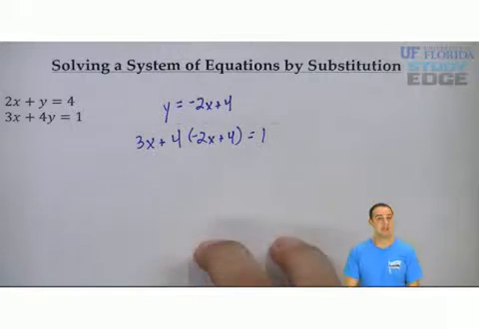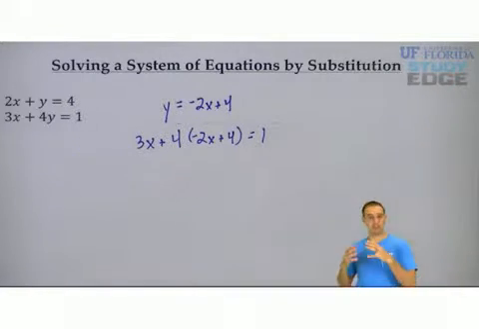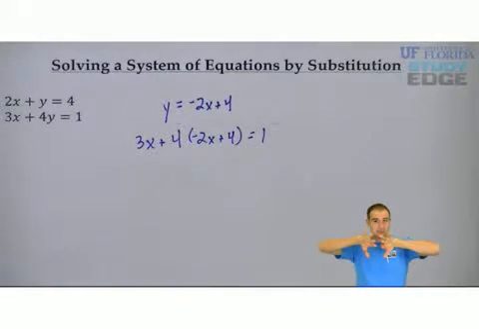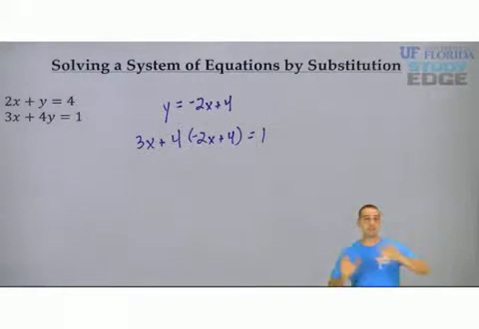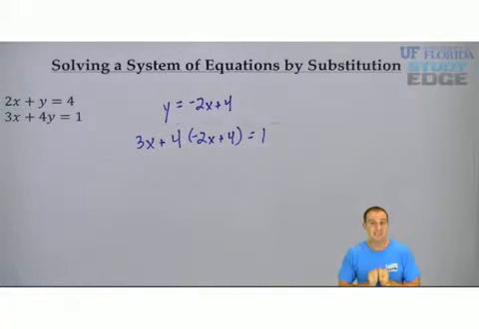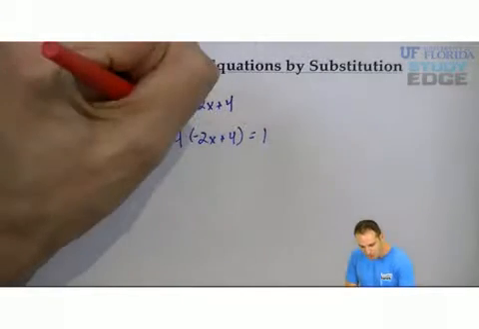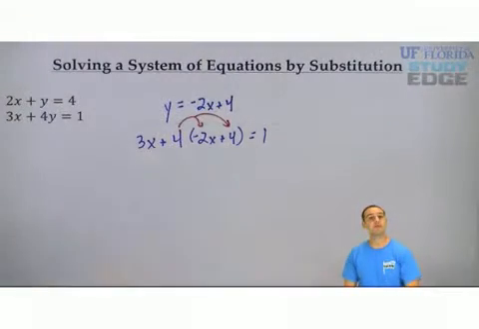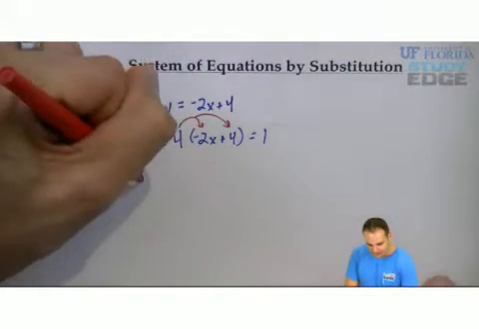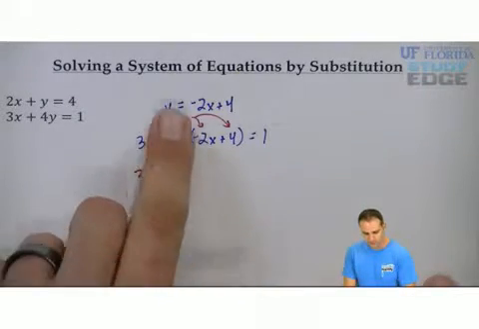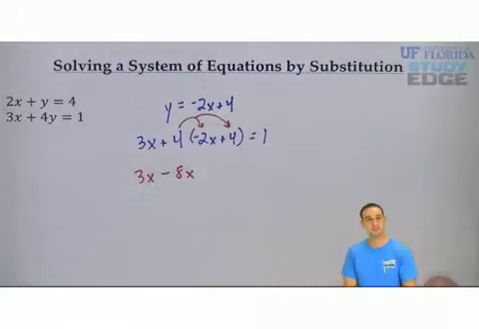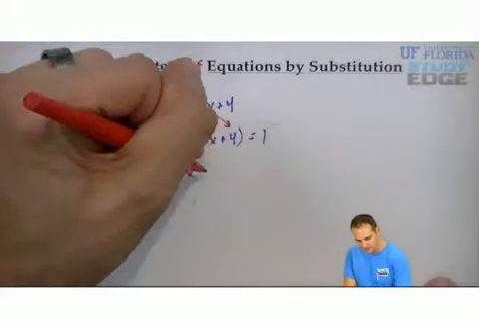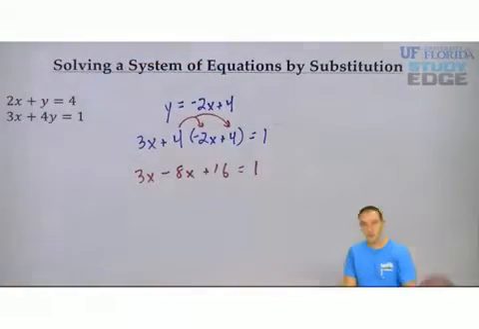So here we go. And how are we solving? Distribute, combine like terms on each side of the equal sign, move your variables to one side, your numbers to the other, and divide if needed. Remember that? Start by distributing 4 into the parentheses. I have 3x. 4 times negative 2x would be negative 8x. 4 times 4 is positive 16 equals 1.